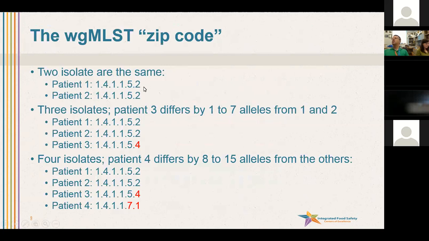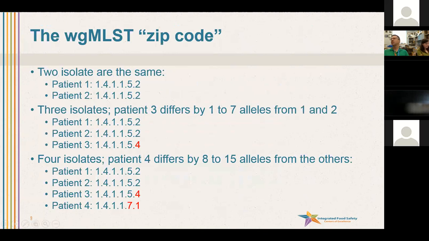If the numbers of that zip code are the same, like in the first example, patient 1 and 2, that means these 2 isolates from these 2 patients are exactly the same. There's not a single allele different. If we have a zip code that differs, but it just differs in the last number, as shown for patient 3 here, then this one differs from patient 1 or 2 by anywhere from 1 to 7 alleles. So that means they're pretty similar. They typically could be considered part of the same outbreak. If isolates differ even more, 8 to 15 alleles, now the next number in also becomes different.